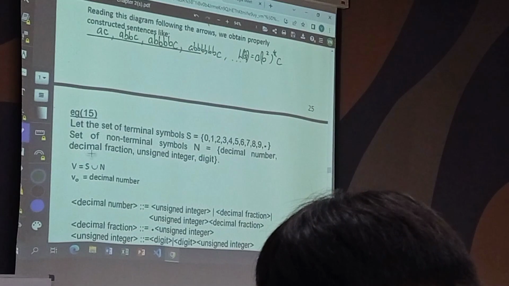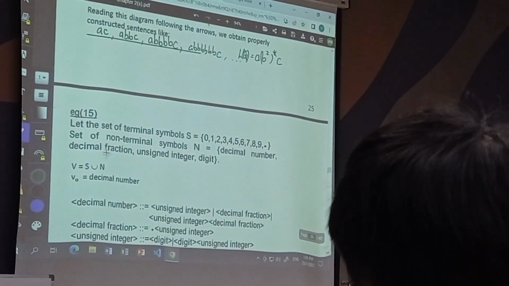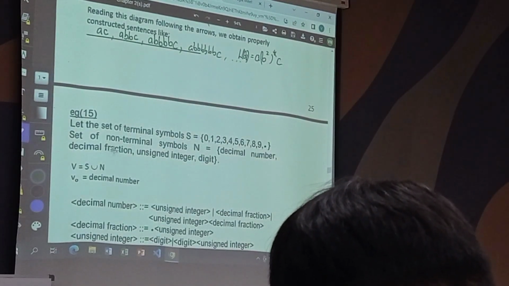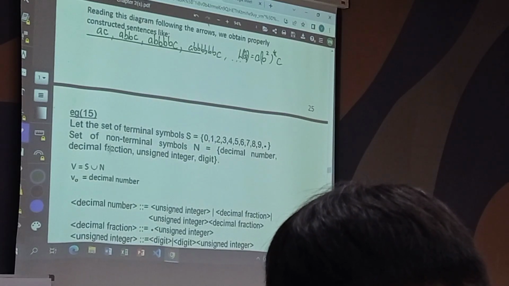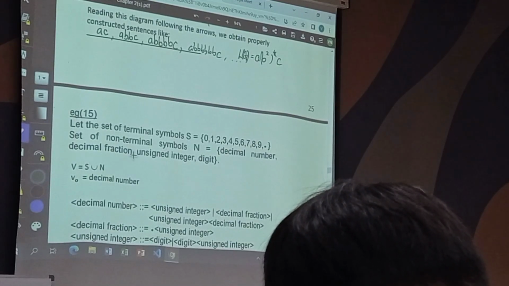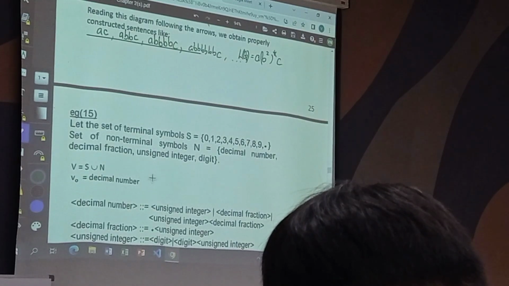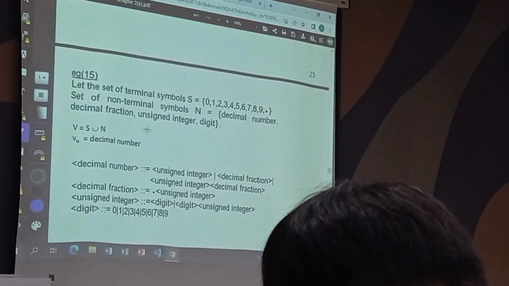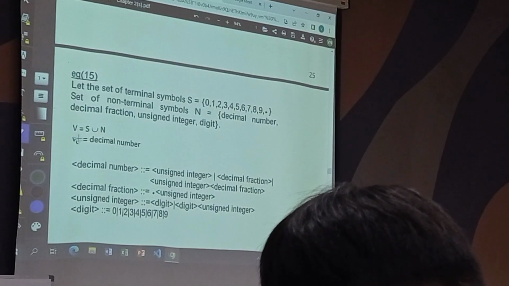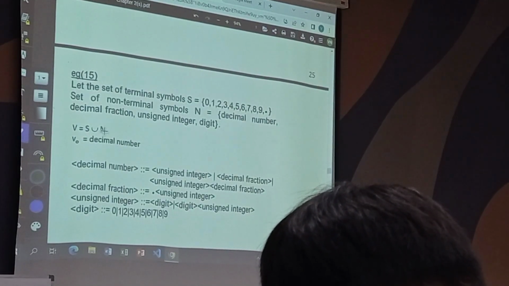So, you know what is decimal fraction, right? Do you know decimal fraction? 1 over 10, 1 over 100, that one? That is decimal fraction. Unsigned integer means the integer without the sign. So normally it will start from 0, 1, 2, 3, and so on. And digit is 1, 2, 3. Okay. So for the V now, which is the non-terminals and terminals, S union N.